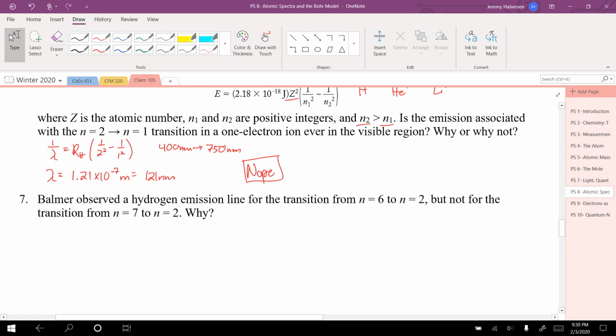Balmer observed a hydrogen emission line from 6 to 2, but not from 7 to 2. Why? Well, often people think, oh, because hydrogen only goes up to n equals 6. That's not true. That's the wrong answer.